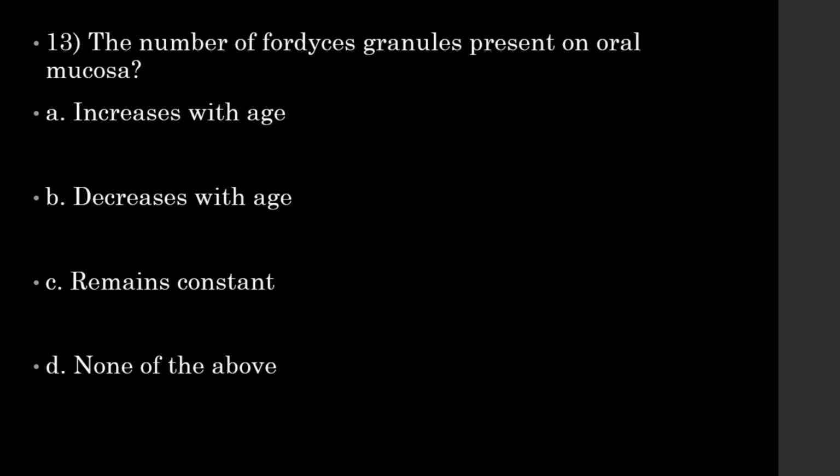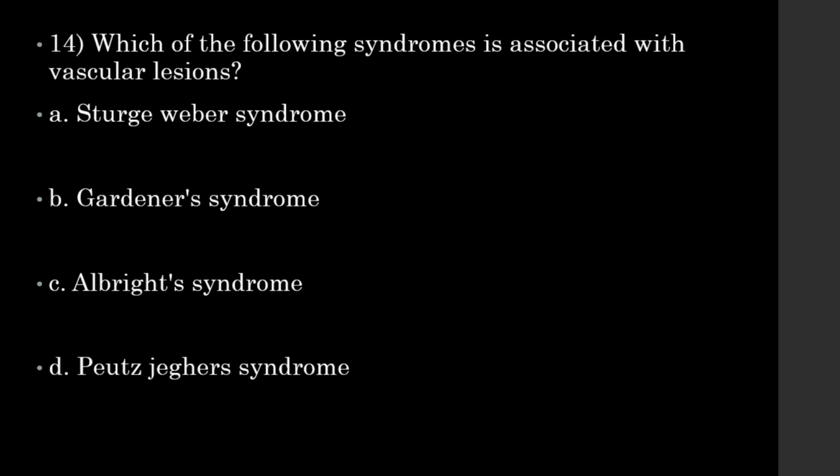So the right answer for this question is option A, that it increases with age. Basically, Fordyce granules are the sebaceous glands which are seen in the oral cavity during puberty, and after that it increases in number with age. So let's begin with the next question. Here it goes on your screen.